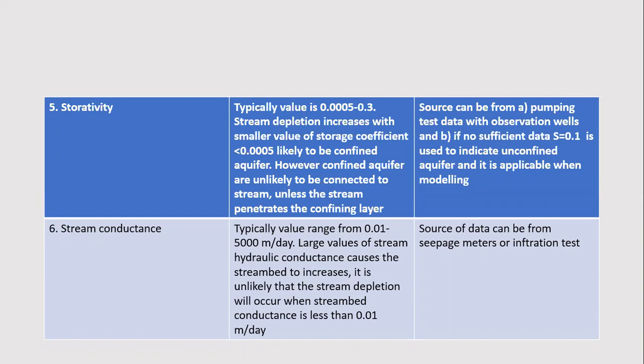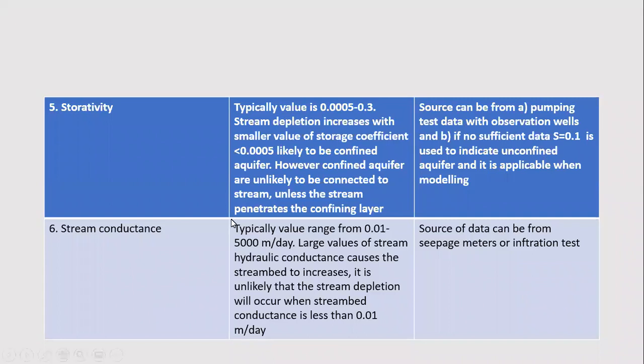So when you go to the field, sometimes we have to factor in, when you are doing a modeling, are we dealing with a confined aquifer? Are we dealing with an unconfined aquifer? So that when we do our modeling, it should speak well with the site specific we chose. The source of data that we can find for this can be the test data with an observation well. If we don't have the test data, we can use an assumption that we are working with an unconfined aquifer, where S will be maybe 0.1, and that's when it will be applicable when we do our modeling.